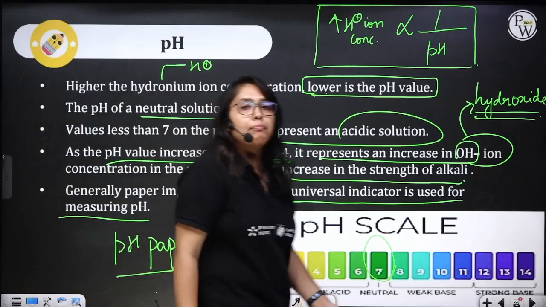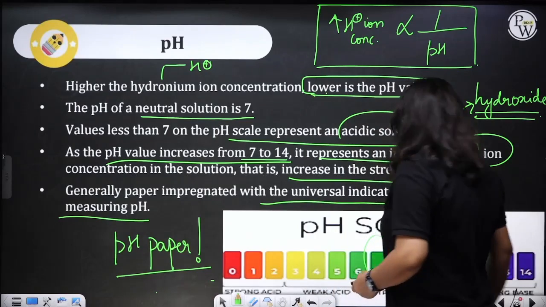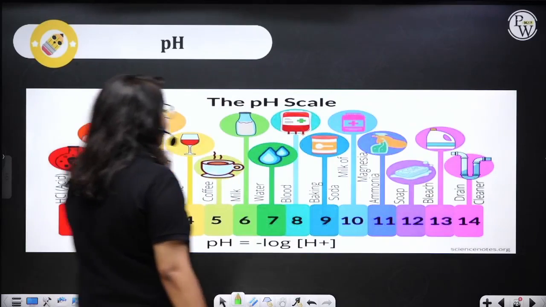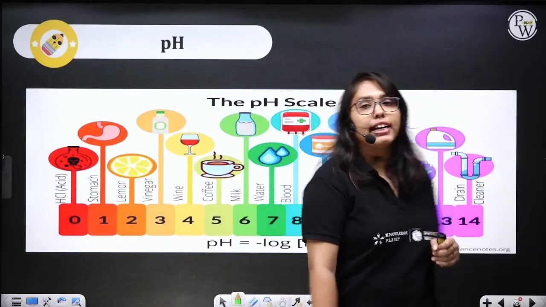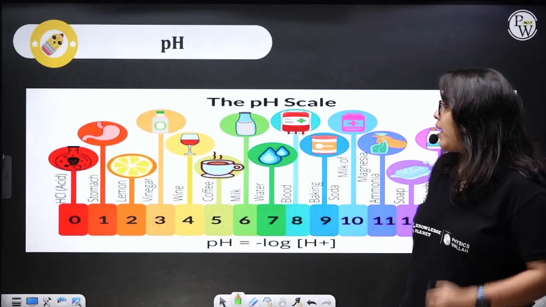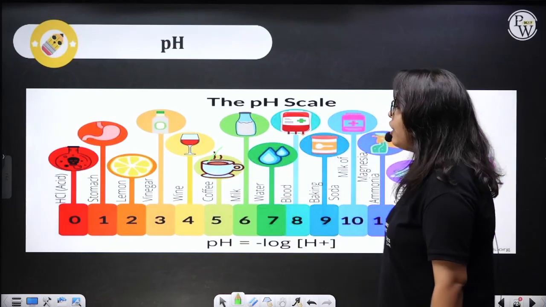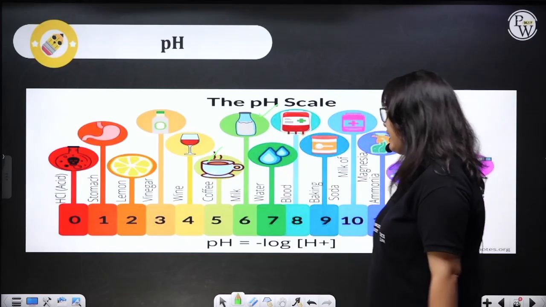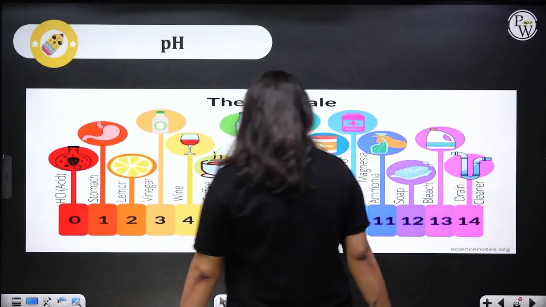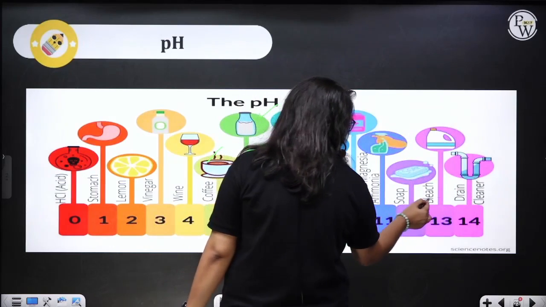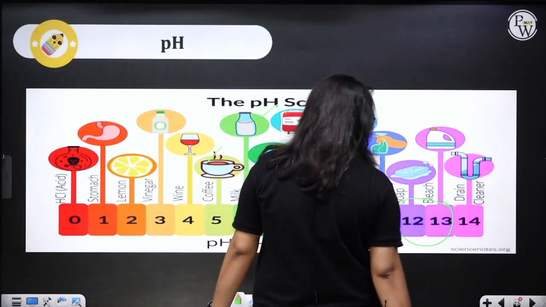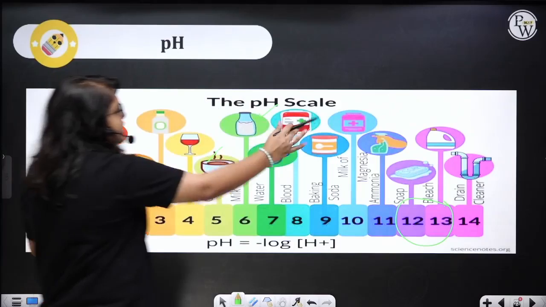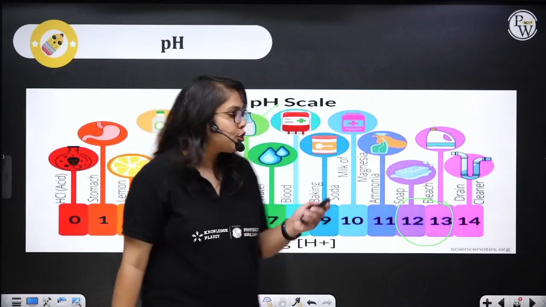So this is about pH. And here you can see the various pH values. We happen to like our coffee, we happen to like our milk, but they are acidic in nature. As you can see over here, your soap and bleach, 12, 13. So these are nothing but the pH values and the various substances which have this particular pH.